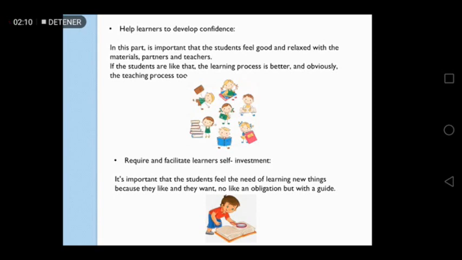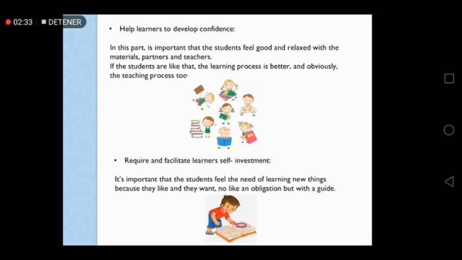Materials should help learners to develop confidence. In this part, it's important that the students feel good and relaxed with the materials, partners, and teachers. If the students are like that, the teaching process is better, and obviously the learning process too, sorry.